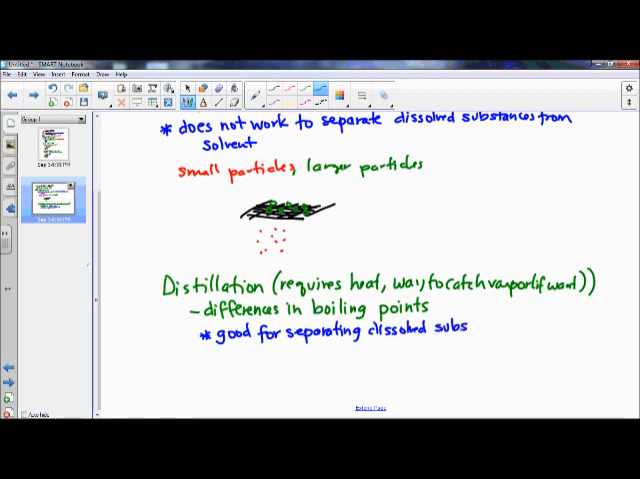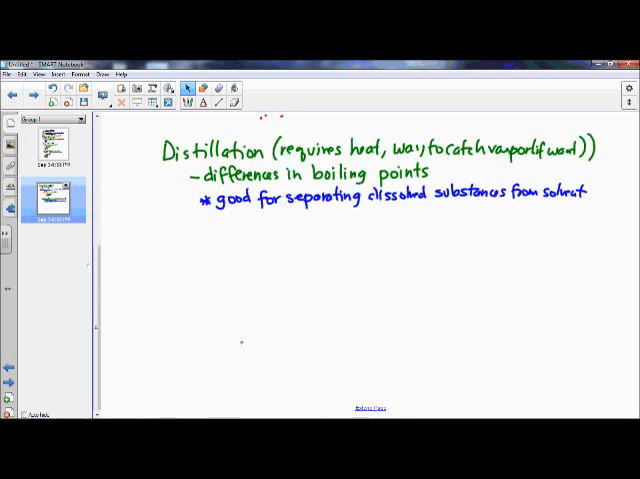Remember we said filtration doesn't work very well? Distillation does a great job. So here we have something with a low boiling point and something with a high boiling point. Like alcohol. Alcohol boils at a much lower temperature than water.